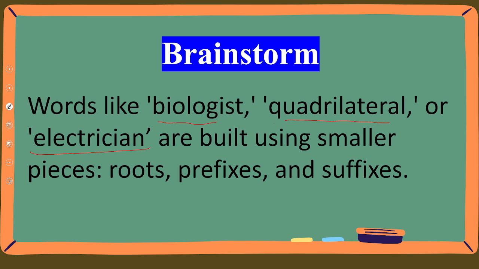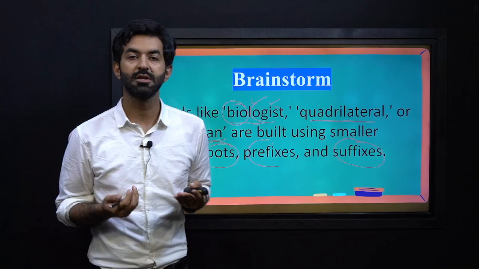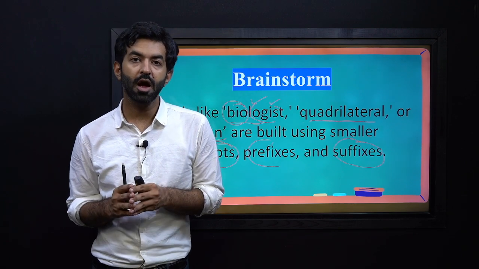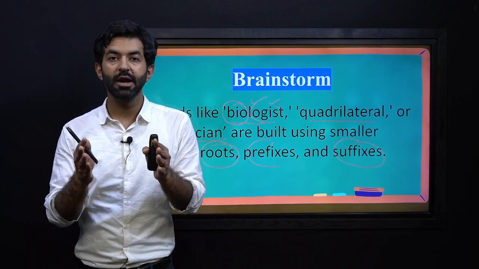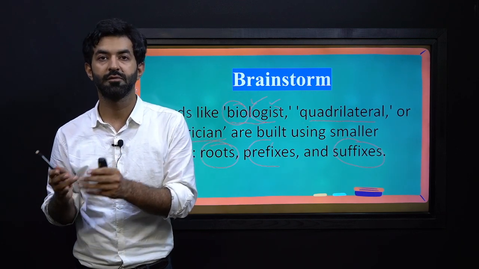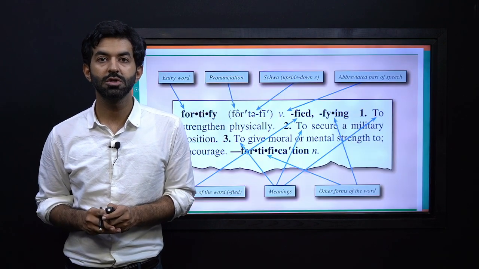Now, after doing that, we know that these are words that are made up of roots, prefixes, and suffixes. For example, in the word biologist, the root word is bio and logist is our suffix. It's the word part that is coming after our root word. So there are a lot of words which you can divide into roots, prefixes, and suffixes. Now let's move on, students.